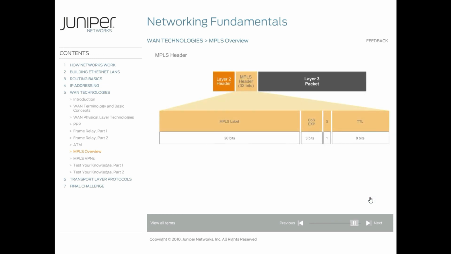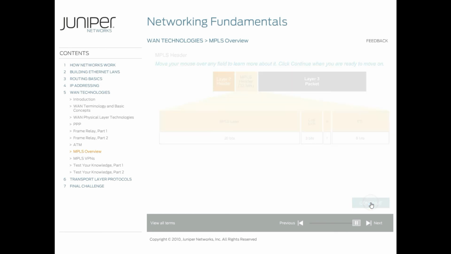We mentioned earlier that some people refer to MPLS as a Layer 2.5 technology. Here you see the MPLS header, which is sometimes referred to as a shim header because it's located between the Layer 2 and Layer 3 headers. Because the label is inserted between the Layer 2 and Layer 3 header, a single LSP can traverse frame relay, PPP, and Ethernet networks. Move your mouse over any field to learn more about it.